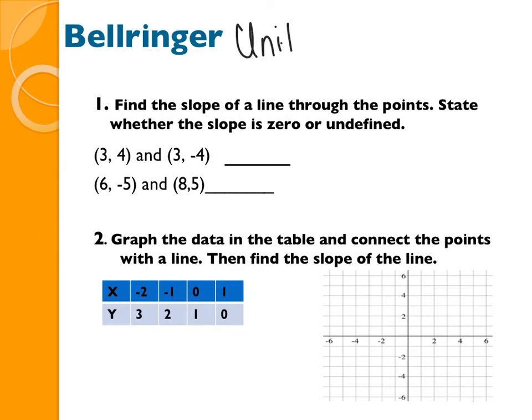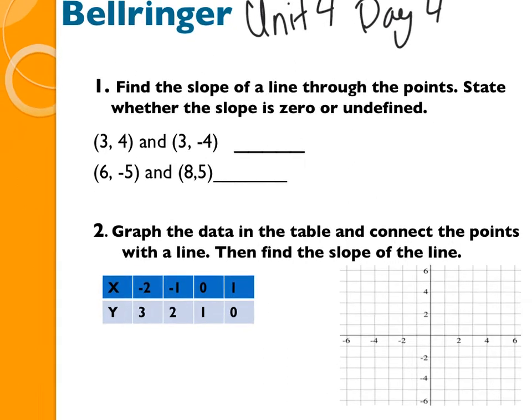Unit 4, Day 4. Number 1 for your bell ringer. Find the slope of the line through the points. State whether the slope is 0 or undefined.